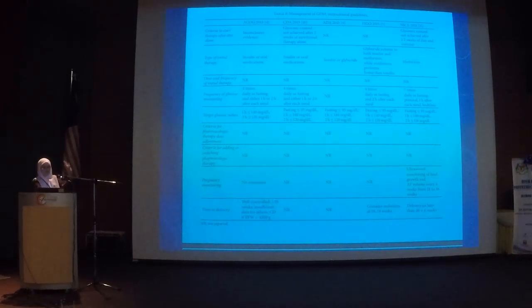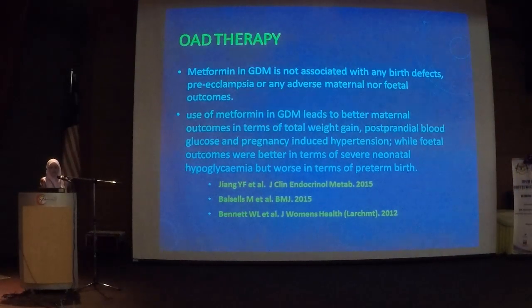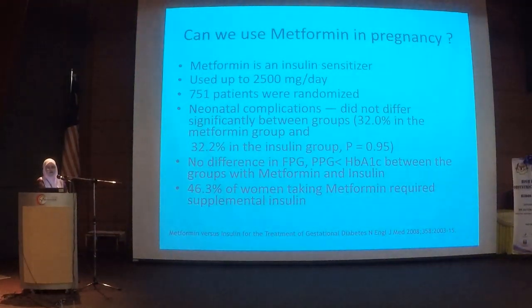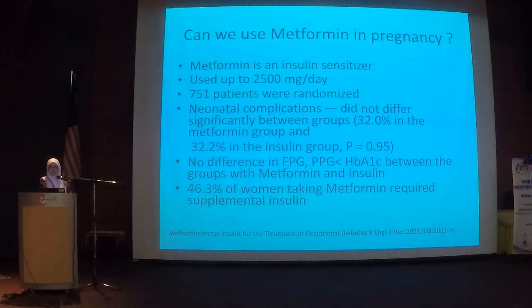Alright, so these are the controversies regarding when to start therapy, type of initial therapy, dose and frequency. You can see metformin, because we follow NICE quite a bit, they advocated metformin, whereas the other guideline says insulin. Alright, so OADs: we know metformin in GDM is not associated with any birth defects, preeclampsia, or adverse maternal or fetal outcomes. Only it could be worse in terms of preterm birth. This is from the metformin versus insulin treatment group. About half of the patients taking metformin eventually will require insulin.